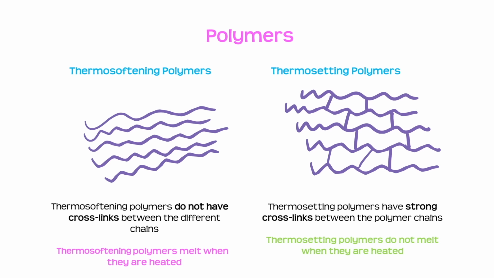We also need to know the difference between thermosoftening polymers and thermosetting polymers. We need to know that thermosoftening polymers do not have crosslinks between the different polymer chains, and as a result, they will melt when they are heated. Thermosetting polymers, on the other hand, have strong covalent crosslinks between the polymer chains, and because of these strong covalent crosslinks, they do not melt when they're heated.